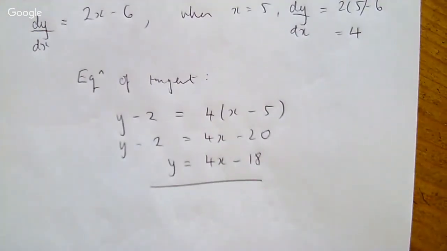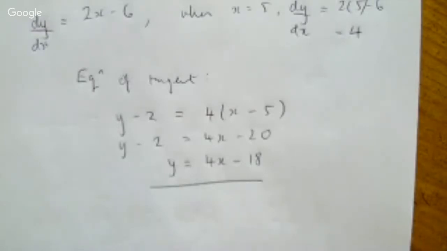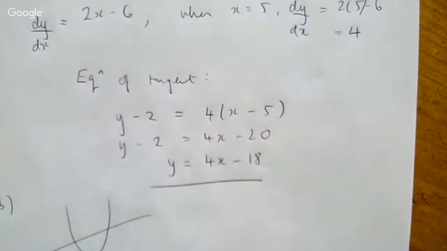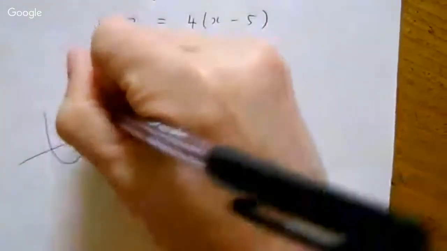Part B says L has the equation y equals a half x minus 2. Find the coordinates of the 2 points of intersection of C and L. Okay, so C was the curve, and this line is a half x minus 2. Now, if it's looking for me to find points of intersection, it's got a curve there and a line going through it like that. Okay, so that's my C, that's my L.